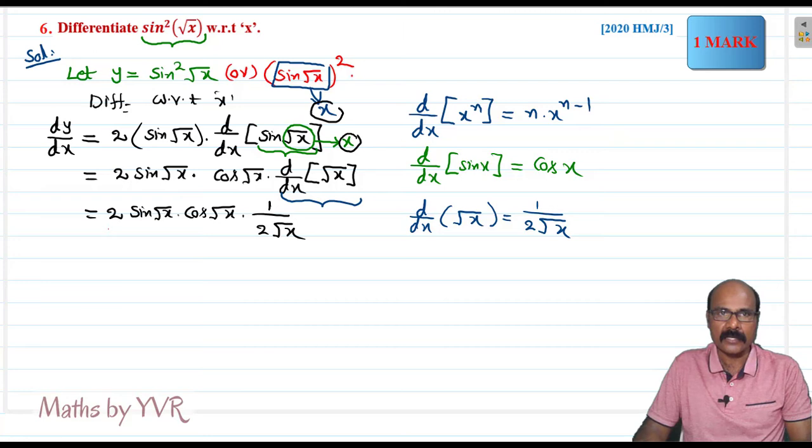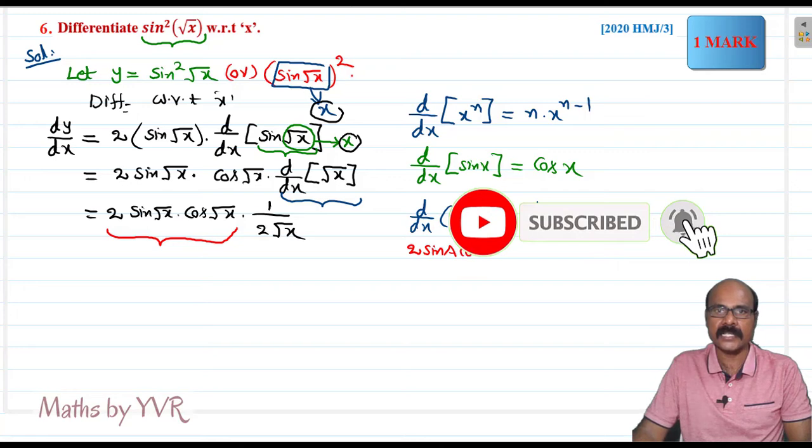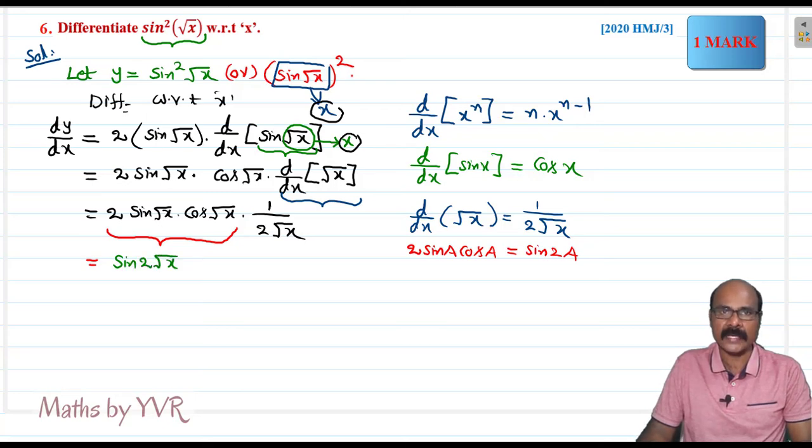So if we observe here, 2 sine of root x into cos of root x, how can we write this? By using trigonometric identities, 2 sine a into cos a is equal to sine 2a. This is the formula from trigonometry. So based on that formula, what do we get as the final answer? Sine 2 into a, where a is root x, into 1 by 2 root x. So the final answer is sine of 2 root x by 2 root x. This is the derivative of the given function.